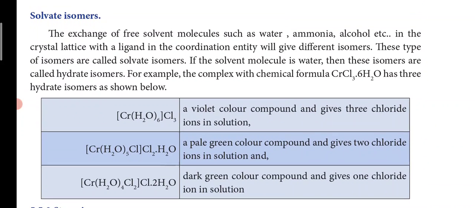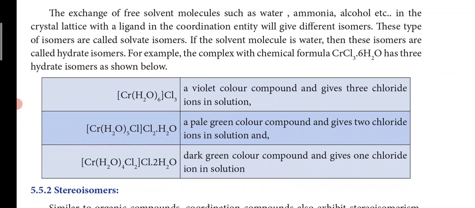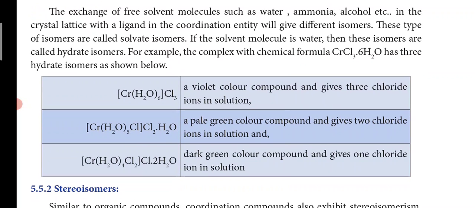Next is solvate isomer. The exchange of free solvent molecules such as water or alcohol in the crystal lattice with a ligand in the coordination entity will give different isomers. That is, when free solvent molecules in the crystal lattice exchange with ligands such as water, ammonia or alcohol inside the coordination entity, those isomers we call solvate isomers.